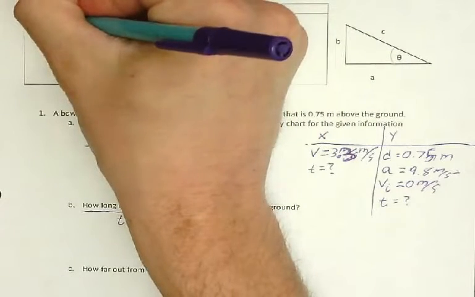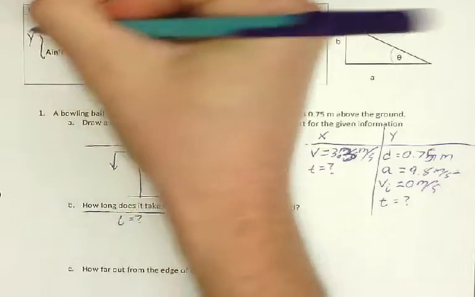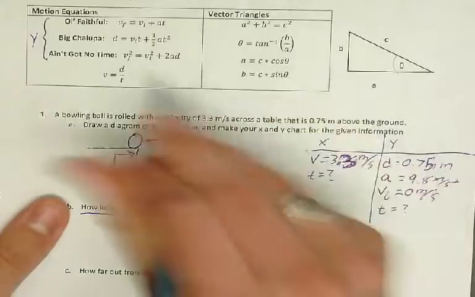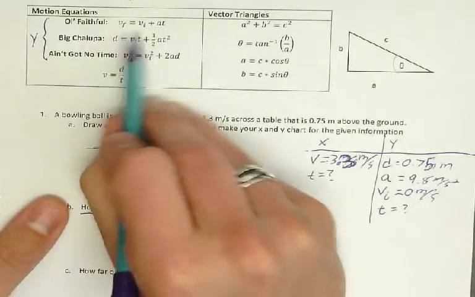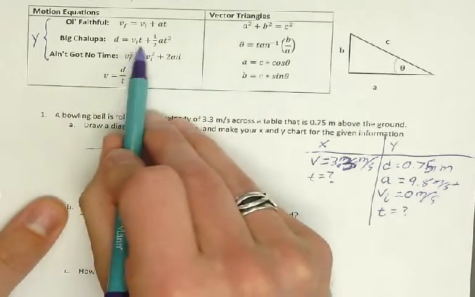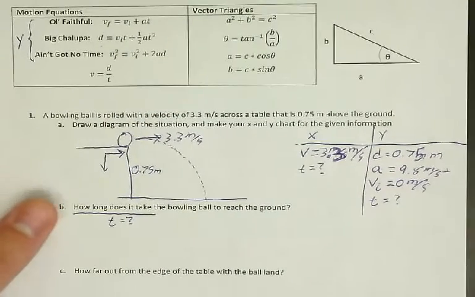And here are the 3 Y equations: Old Faithful, Big Chalupa, Ain't Got No Time. Those are your 3 Y equations. So I'm going to use one of them. I need an equation that's got D, A, V-I, and T. Yes, Big Chalupa has what I need. So I just set it up.